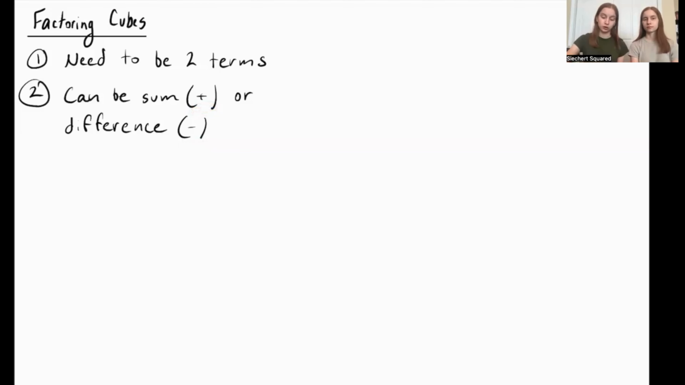Now, what this could look like, you might have something like x cubed plus 8. First of all, if we're factoring cubes, you have to have cubes. X to the power 3 is x cubed. It's x times x times x. And 8 is also a cube because 8 is 2 times 2 times 2. Also, it is two terms because I have those two terms separated by the plus, and the two terms are actually cubes. Exactly. And in this case, this one is a sum of cubes.